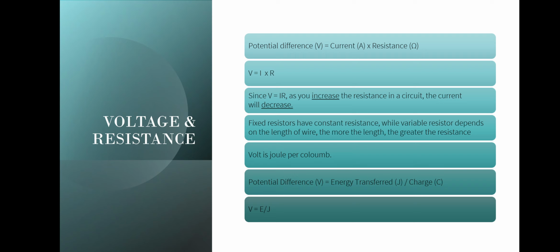Now fixed resistors have constant resistance, while a variable resistor depends on the length of wire. The more the length, the greater the resistance. Next up, a volt is a joule per coulomb, whereas voltage is energy transferred per coulomb. Remember these points too. And next up we have another equation, which is potential difference is equal to energy transfer divided by charge. V is equal to E divided by Q.